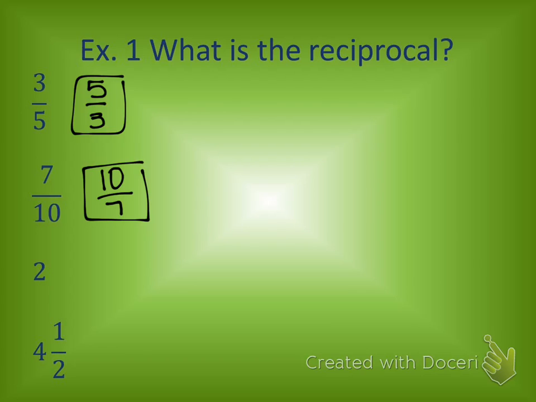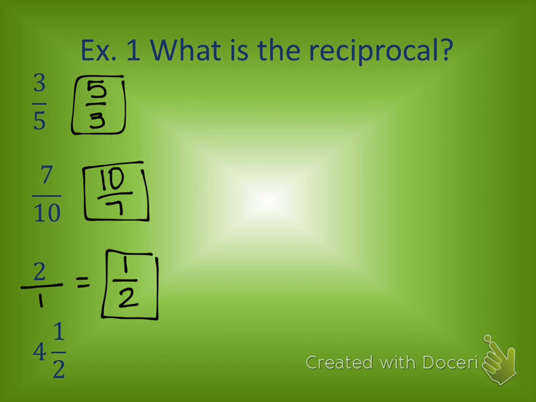What would I need to do to 2 first, Tristan? Exactly. And how would I change it to a fraction? Exactly. Anytime you have a whole number, in order to change it to a fraction, all you need to do is put it over 1. Now, what's the reciprocal of 2/1? Betty? 1/2. Now, look at this last one.